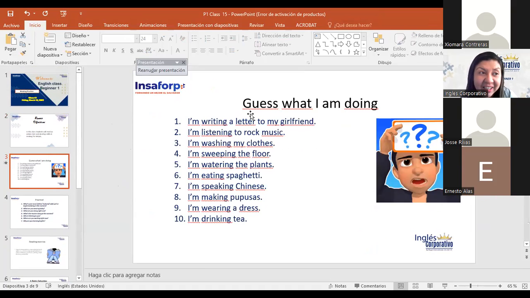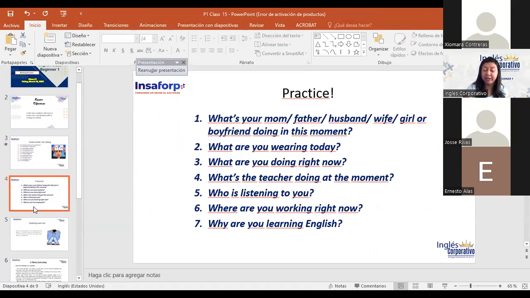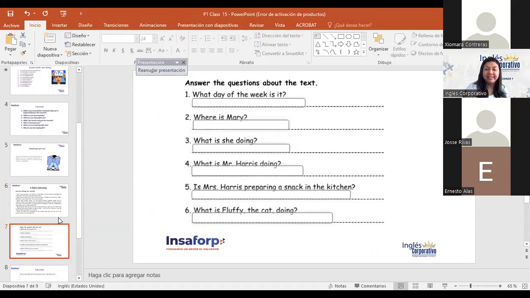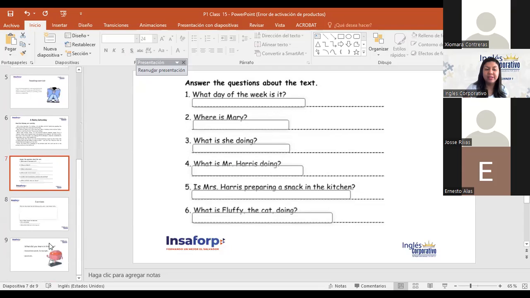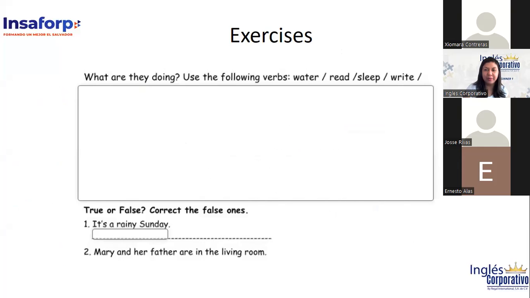Okay, so in the first activity, we guess actions in the moment. We practice WH questions or information questions. And then we read a text. So can you tell me, please, what did you learn in this class? I hear your opinions.